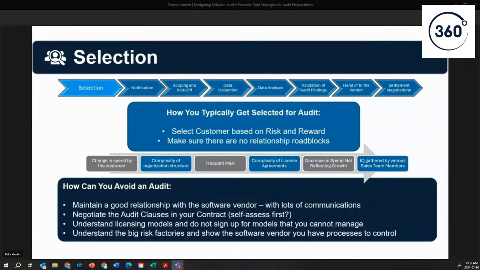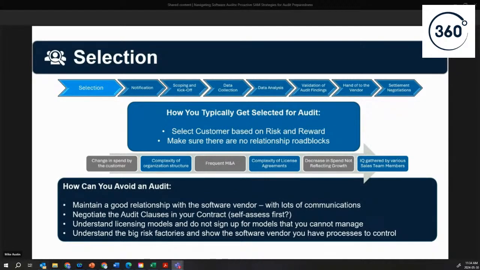Complexity of your licensing agreements. You know, Microsoft, for example, when you start mixing E3s and E5s, I think that's going to be a problem, right? Like where I talked about decrease in spend, and then we talked about information gathered by various sales team members. You have to be very careful in what you're telling them, making sure that they understand it. So those are the things that trigger them.